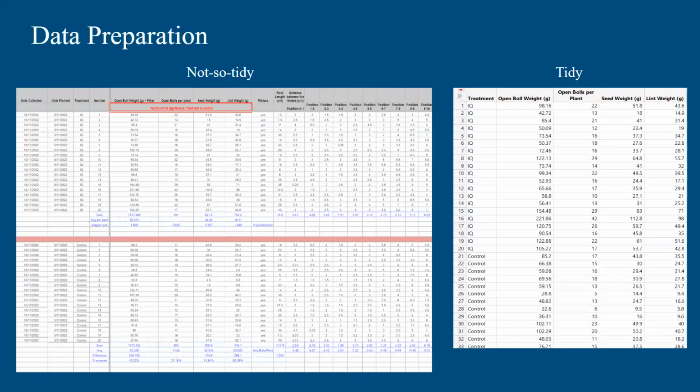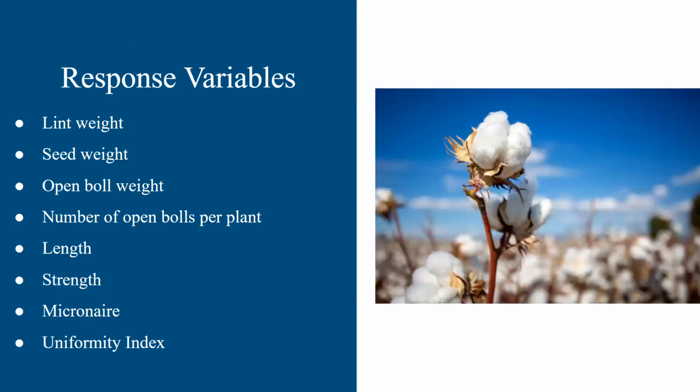So step one of this data analysis was cleaning up the data. What you see on the left is the raw data that I was given, and as you can see, this format is not ideal for data analysis. Therefore, I cleaned it up, ensuring that every row represented a unique observation. I also removed the columns that were not relevant, and I was only left with the variables that were of interest.